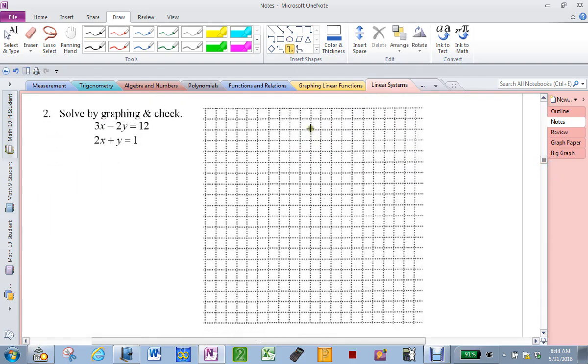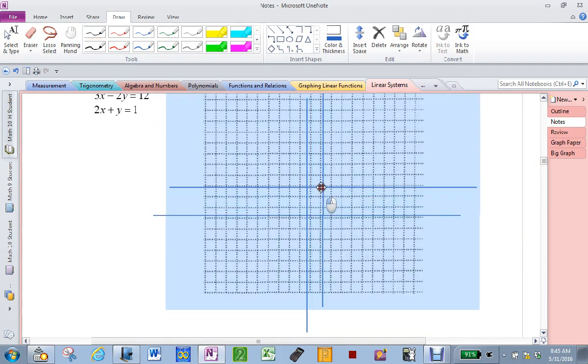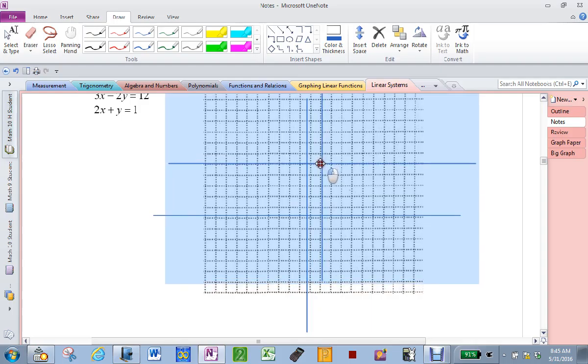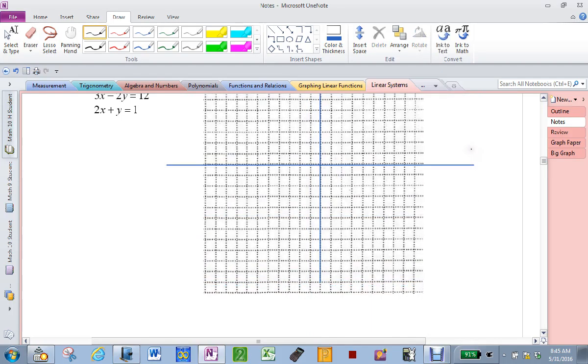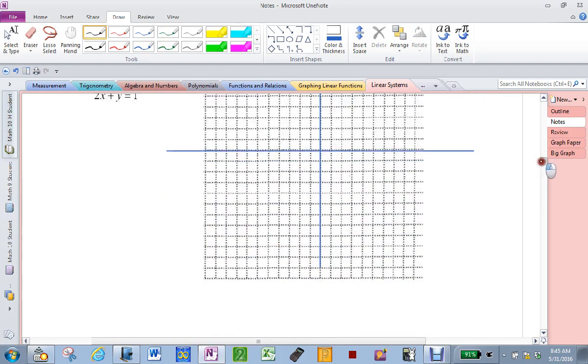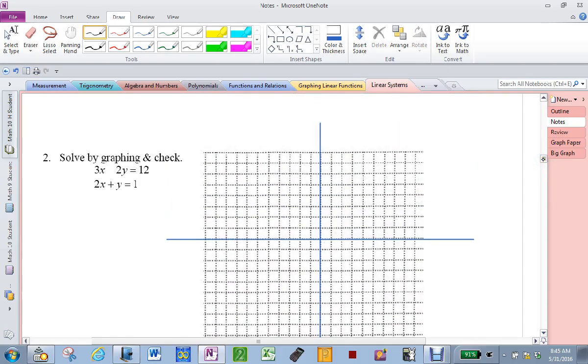Put your, whatchamacallit, your axes on there. Solve by graphing and check. I'm going to use red and blue again. Are those easily graphable? No, so we got to move them around, yeah? So let's move the red one first. Who would like to start?